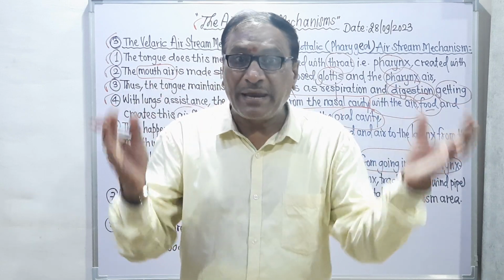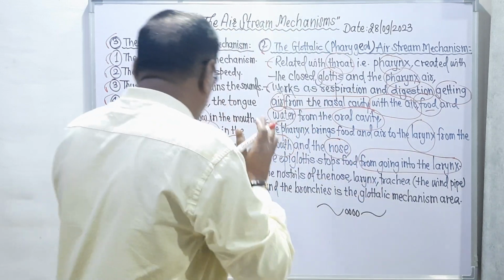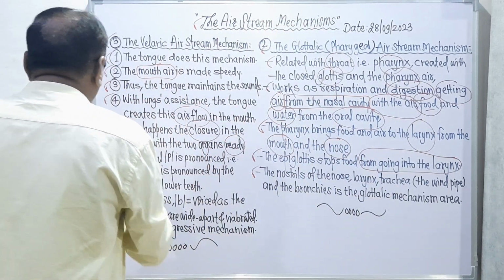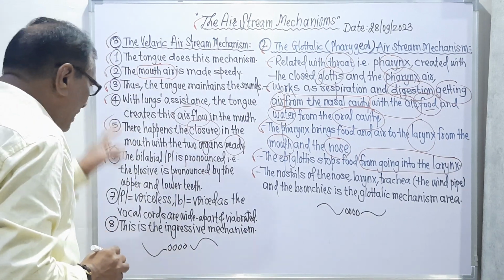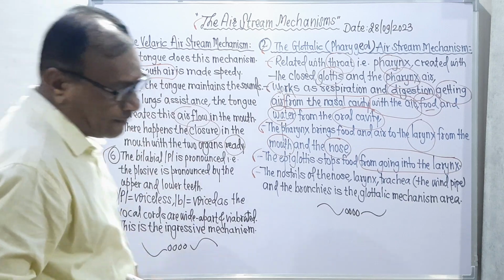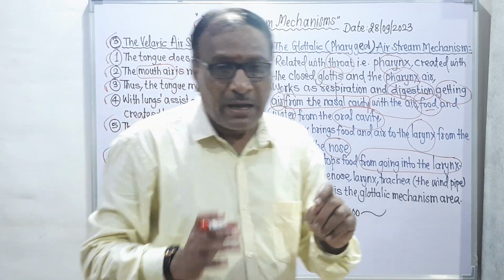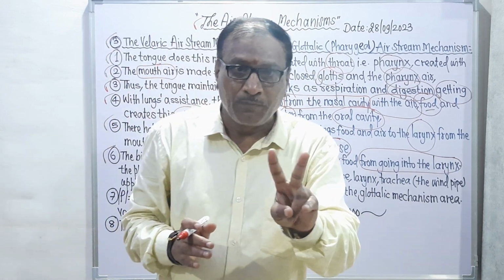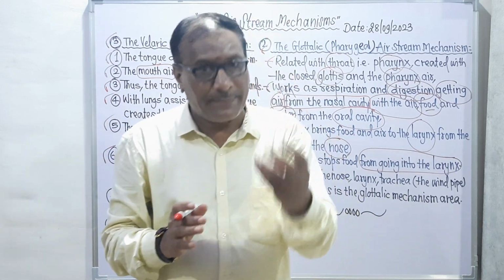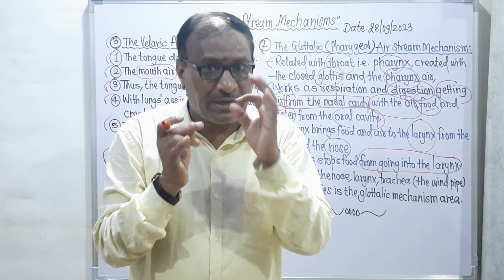There is the barrier in the mouth. That is the explanation. The next point is that the bilabial P is pronounced. Remember, the bilabial. Now what is this bilabial? Bi means two and labial means lips. Means our two lips are there.